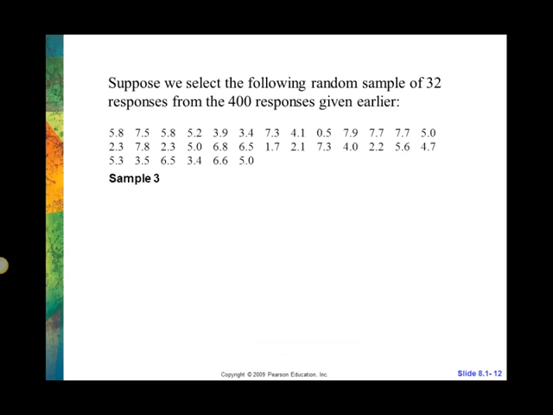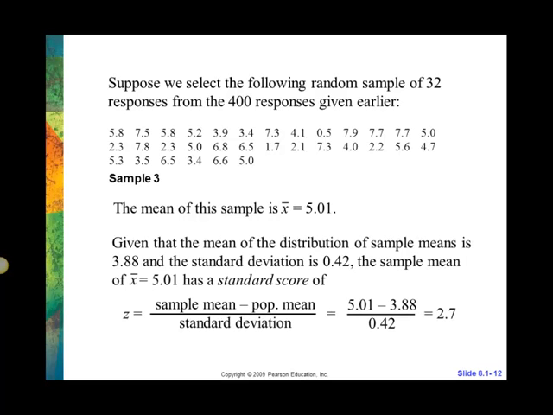All right, and here they've done another one. They have another group of 32, and this time they got a sample mean of 5.01. Well, we can calculate the z-score of that and see how likely this is to occur.